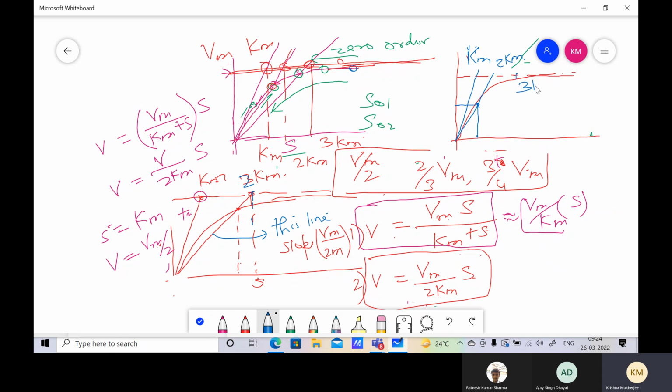And what will be at 3 Km? Make this as 3 Km here. Can you see this? So very clearly S is equal to 2 Km. And if S is equal to 2 Km, then V is equal to Vmax times 2 Km upon Km plus 2 Km, which is 2 by 3 Vmax.